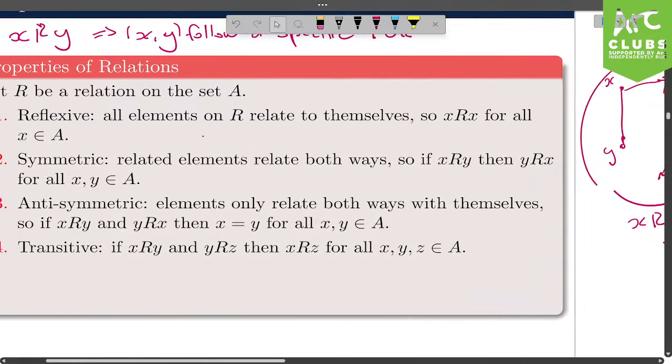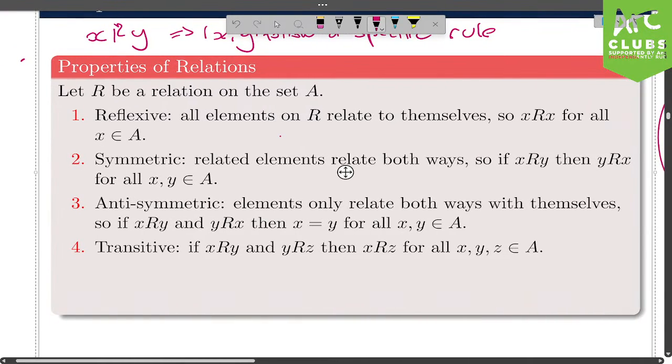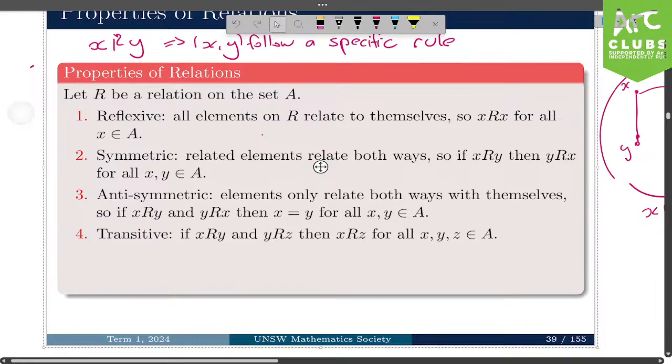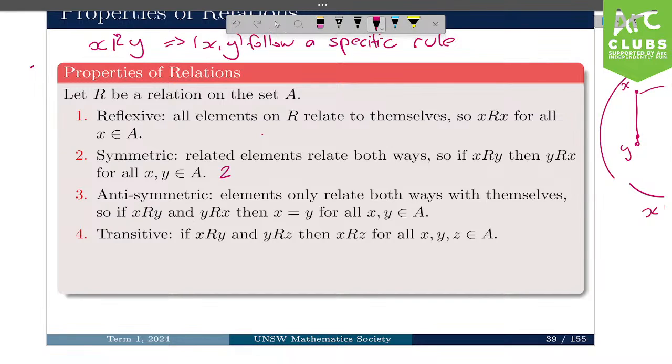So anti-symmetric, okay, I should probably write this down. So it's a two-sided arrow, and this is a one-sided arrow only.